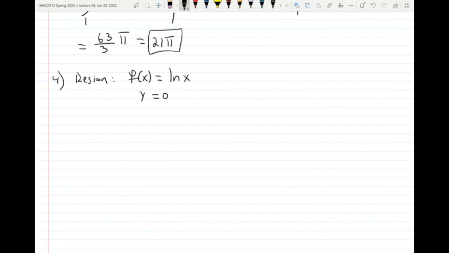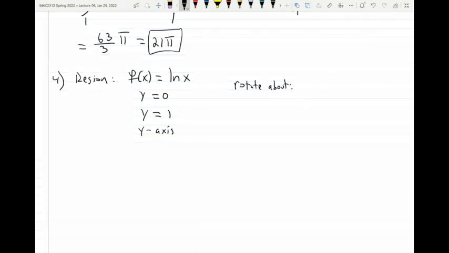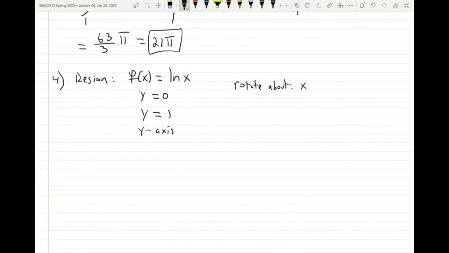Let's see, from y equals 0. If we put 1, it's gonna be nice. So let's make it easy. So from y equals 0 to y equals 1, and then we have the y-axis, and then rotate about the line x equal 1.